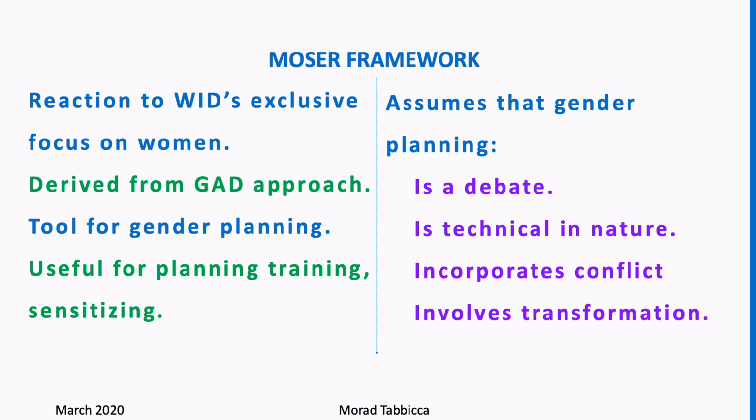Now, the MOSA framework assumes that planning is both political and technical in nature. And it assumes that because planning is political and technical, there's always going to be a conflict in the planning process. There's going to be political and institutional resistance towards planning. The MOSA framework also assumes that planning is a transformatory process, so you do planning to transform the gender status quo. And it's also saying that planning is a debate, an ongoing discussion between all parties as to how best to change the current situation. So in that sense, planning is a debate.